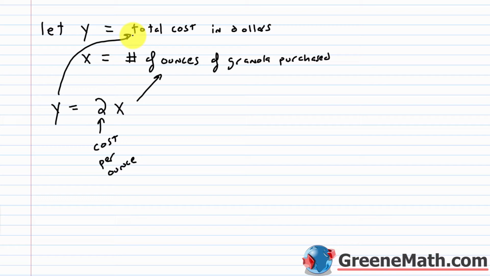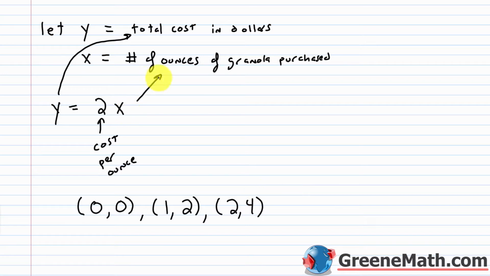Now, the ordered pairs that satisfy this equation. For example, one ordered pair would be (0, 0). If I plug in a 0 for x, meaning I don't buy any ounces of granola, I would get a 0 for y. I don't spend any money. Another one would be (1, 2). I buy 1 ounce of granola. I spend $2. Another one would be (2, 4). I buy 2 ounces of granola. I spend $4. So on and so forth.